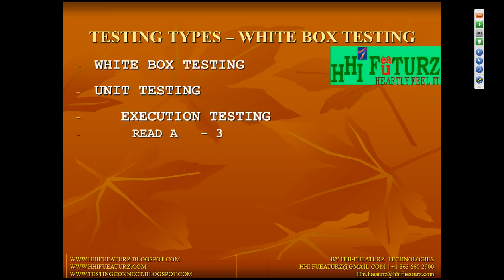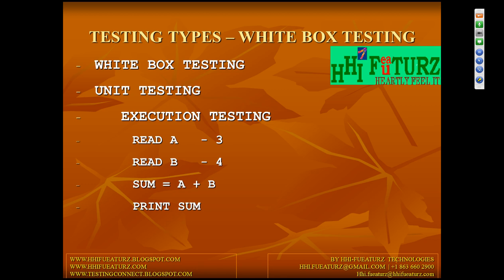Before that, a very small example. Let us assume you have to come up with the sum of two numbers. How do you come up with code in any programming language? Read A, read B, sum equal to A plus B, then display sum, print sum. This is the code you are coming up with. As I said, once you come up with code, you yourself have to retest it, right? So how does your code work? You will pass 3 for A and 4 for B. Sum equal to A plus B, 3 plus 4. Print sum. If your code is displaying 7, then your code is 100% perfect, right?